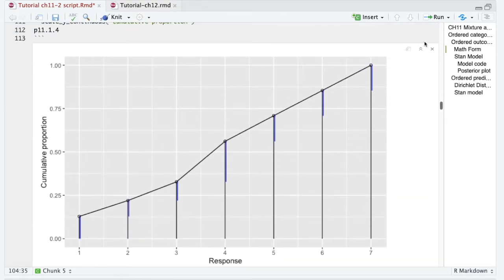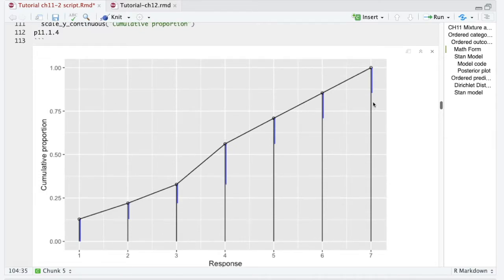The blue bars on this plot are the relative proportion of different levels. So the relative proportion of level 2 will be the cumulative proportion of level 2 minus level 1. And for P3, it's Q3 minus Q2. P4, it's Q4 minus Q3. For P7, it's a little bit different because we actually didn't estimate Q7. Q7 is just 1. So P7 is just 1 minus Q6.